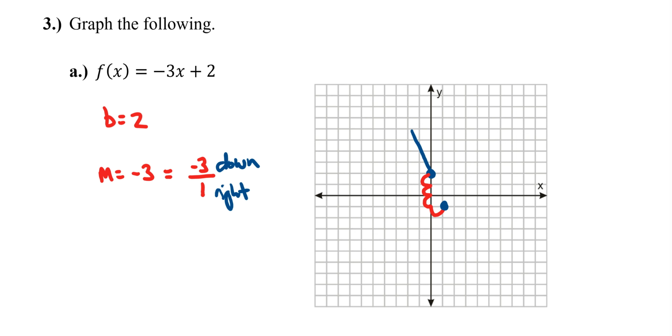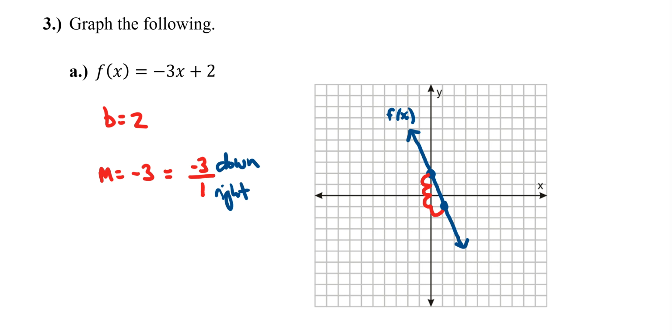And then all you got to do is connect them with a line. Obviously, it's not going to be perfect. Connect them with a line. You could make more points if you want to using that slope. You don't have to. Leave it just like that, and you're done. Maybe label it with the function notation, f of x, and that's good.